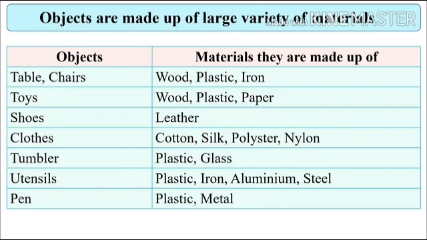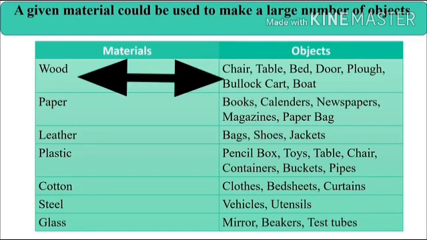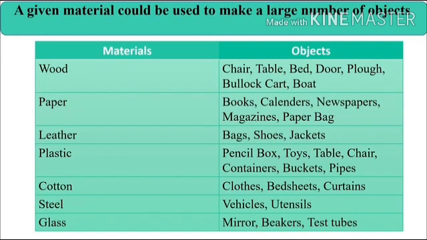The other thing which you need to understand is that a given material could be used to make a large variety of objects. For example, wood could be used to make chair, table, bed, door, plough, bullock cart, boat, etc. Similarly, paper could be used to make books, calendars, newspapers, magazines, paper bag, etc. Steel could be used to make vehicles and utensils. Glass could be used to make mirrors, beakers, test tubes, etc.